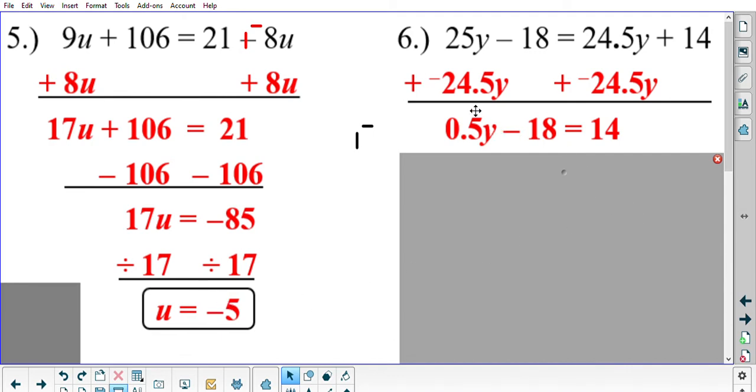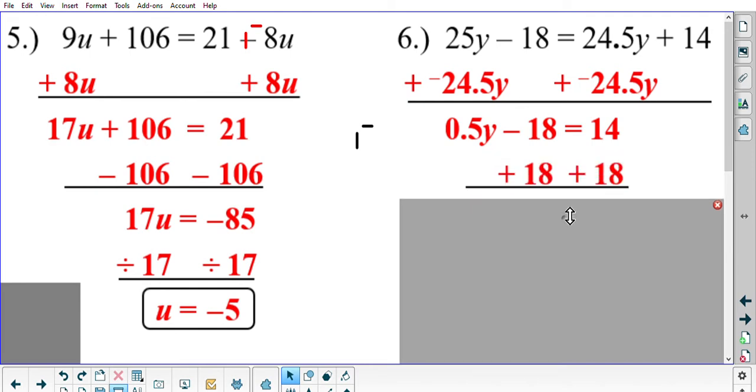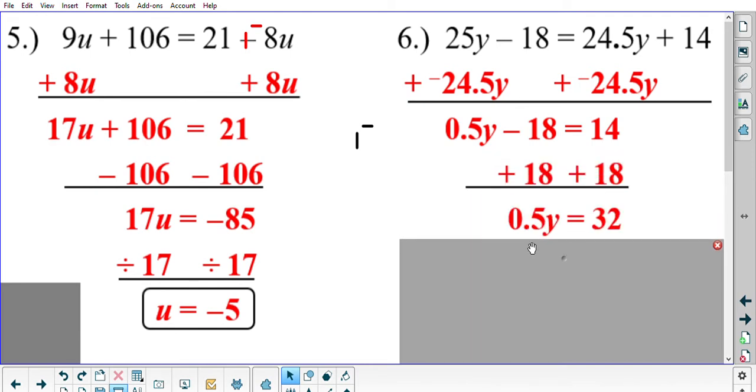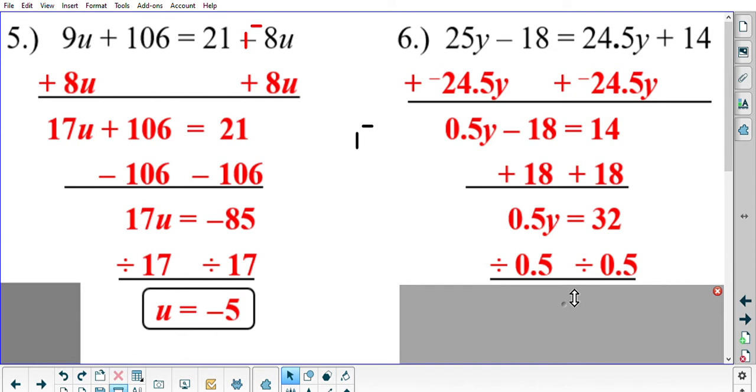Number 6, since the variable is being multiplied by 0.5 and subtracted by 18, do the inverse of the subtraction piece first. That would be adding by 18. That's going to give you 32 on the right. You'll get 0.5y on the left. Then you do the inverse of multiplying by 0.5, which is dividing by 0.5.